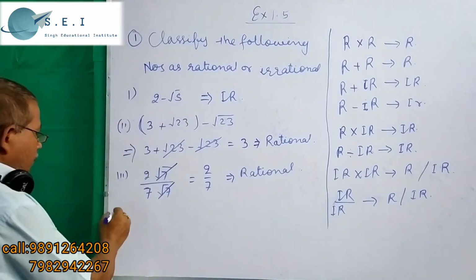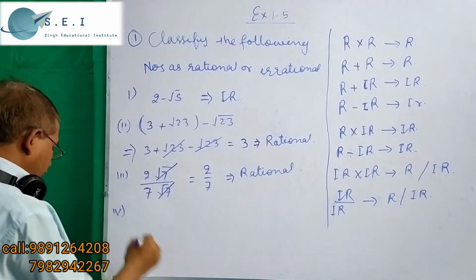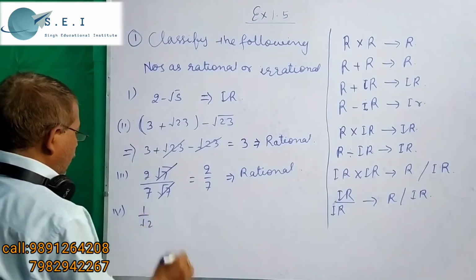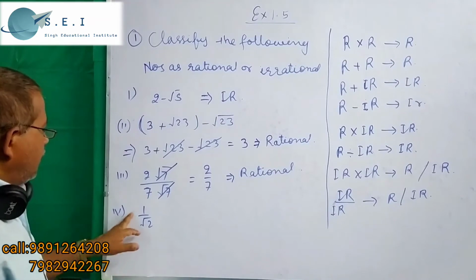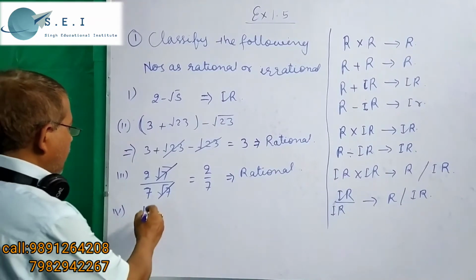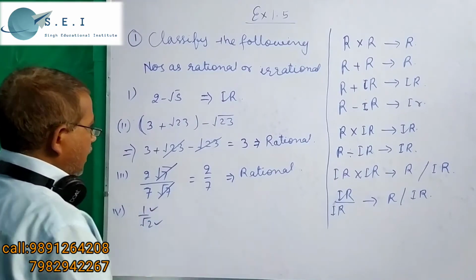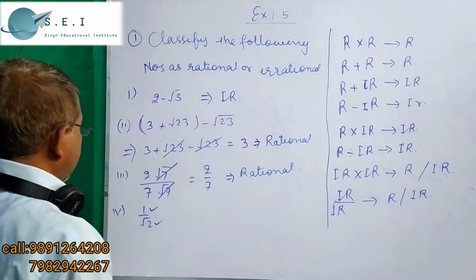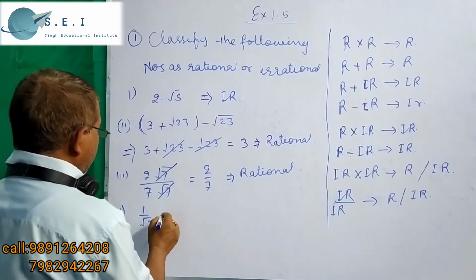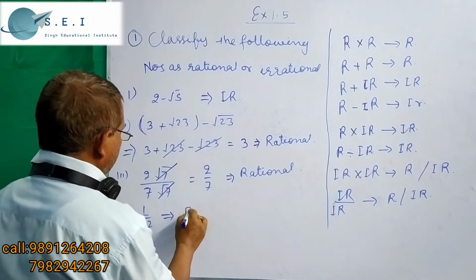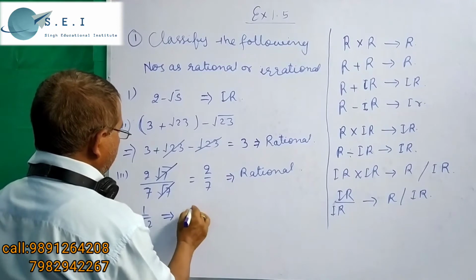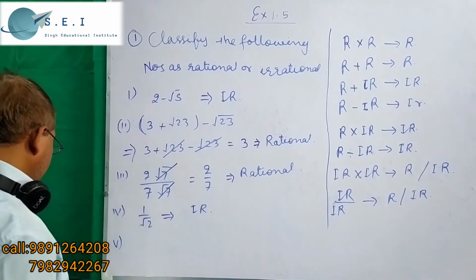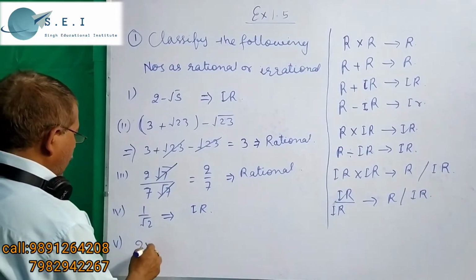Fourth part of question number 1 is 1 upon root 2. This cannot be simplified more. So here it is rational divided by irrational. Rational divided by irrational is always irrational. So this answer is irrational.